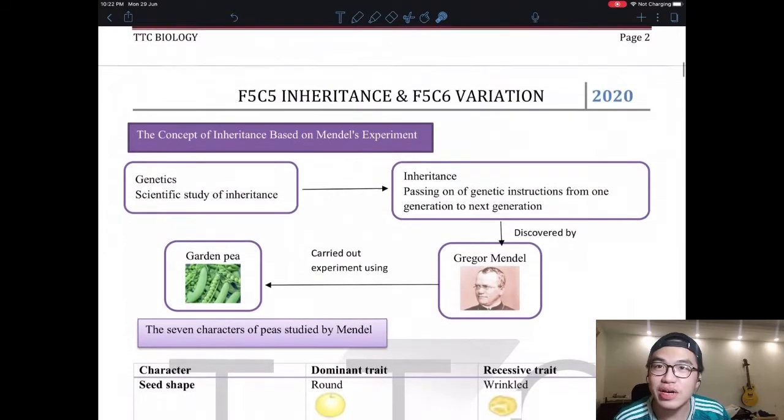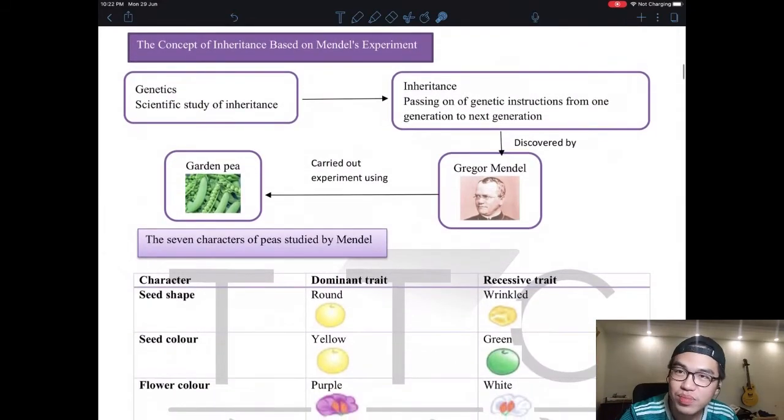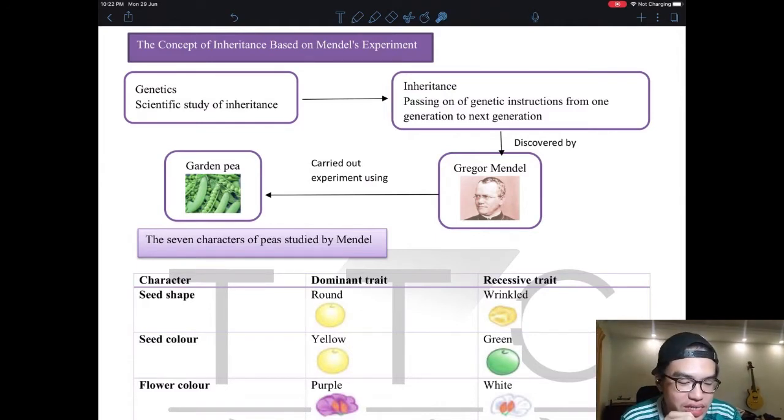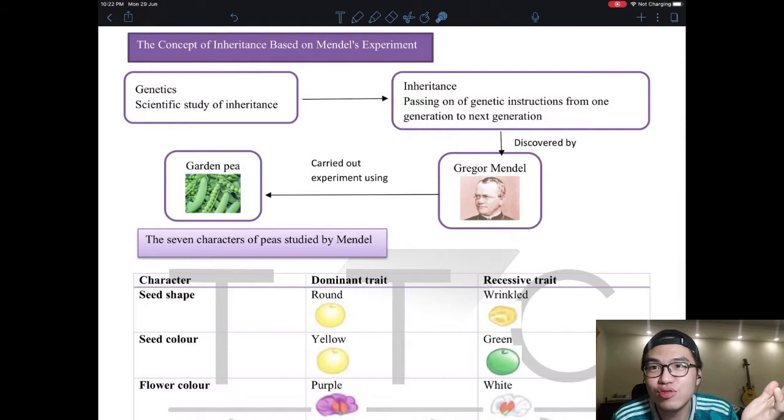So let's look at Mendel's experiment. Please bear with me, the video will be quite long because this is a very important concept. I would say this part is like 70% of this chapter. So Gregor Mendel, who is he? He was a bishop, as in a church worker. He's the first guy who studied genetics, inheritance. So we call him the father of genetics or the father of inheritance.